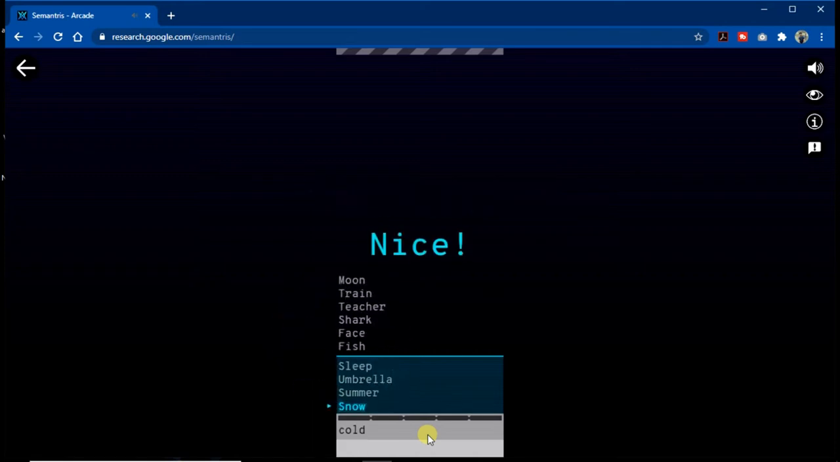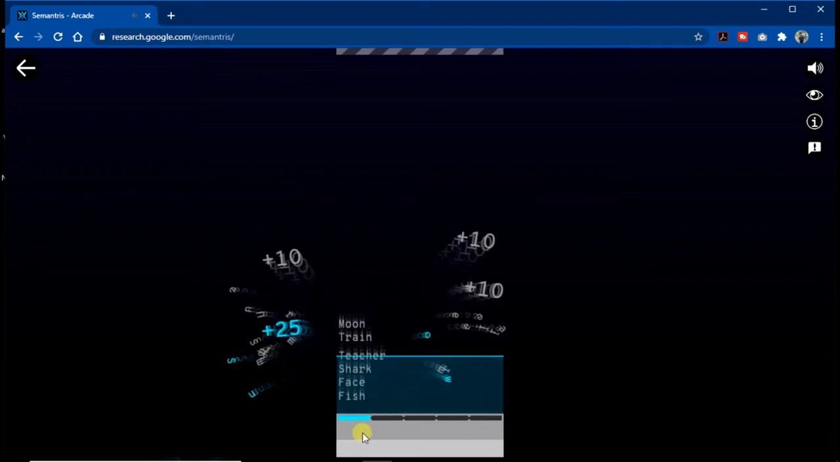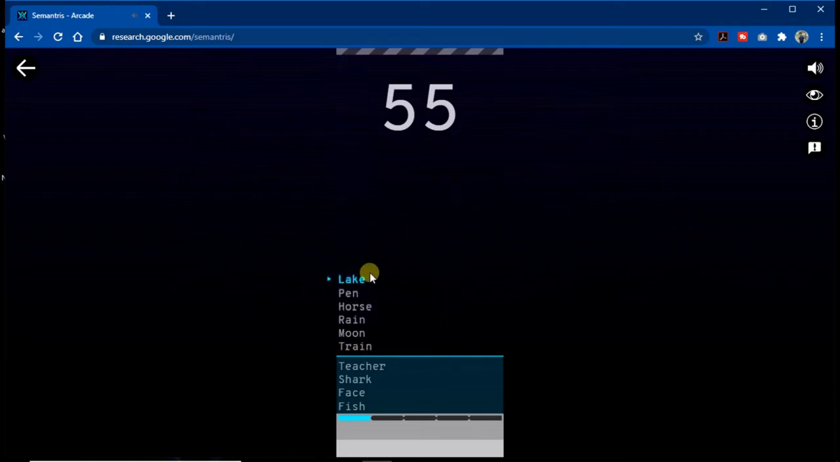Okay, the word goes down the line and whatever words are inside this blue box will get eliminated. All right, that's correct. All the words associated with the word cold have been eliminated and we get the points. So what we have to do is score points by moving the target word below the line, that is this line.